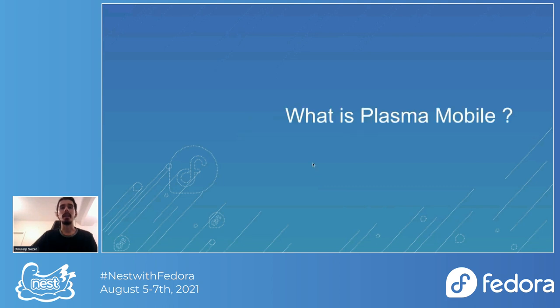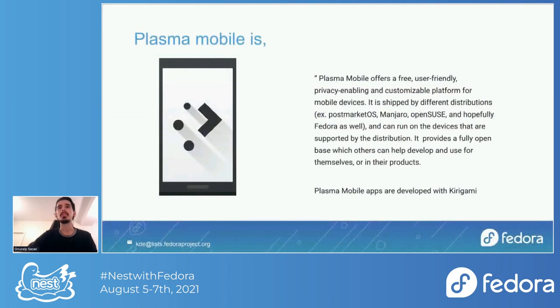What is Plasma Mobile? First things first, we need to explain what Plasma Mobile is, if anyone hasn't even heard of it yet. Plasma Mobile offers a user-friendly, privacy-enabling platform with customizations included for mobile devices. It's shipped with different distributions right now, such as postmarketOS, Manjaro, and openSUSE, and hopefully we want to see Fedora on our list as well.